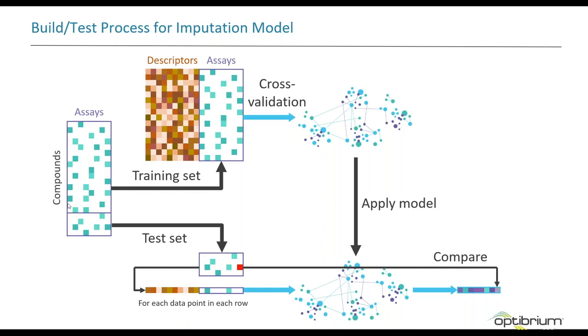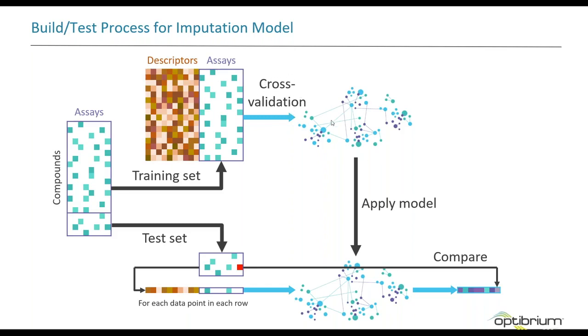We split the data by compounds into training and test, and then the training set is used to build the model, where we calculate the descriptors for each compound in the training set, and then the model would learn both the structure-activity relationships and the interassay correlations between experimental endpoints. The model is optimized in a cross-validation procedure.